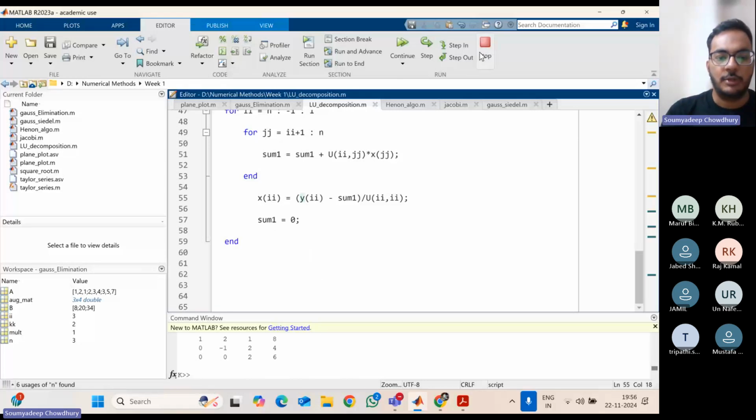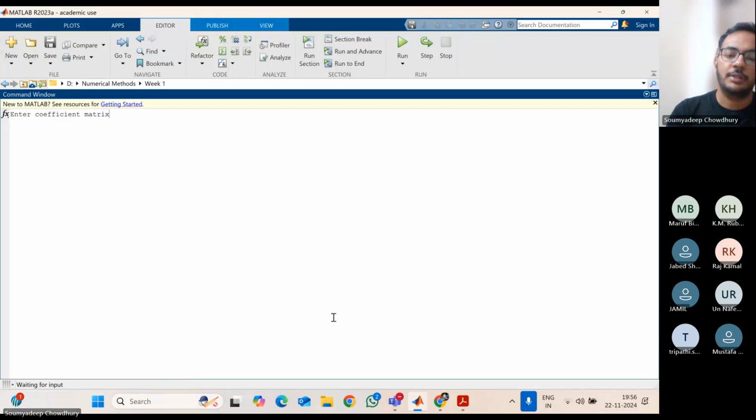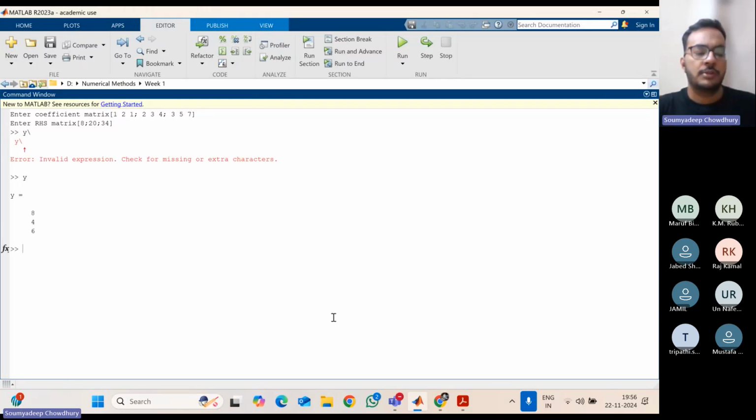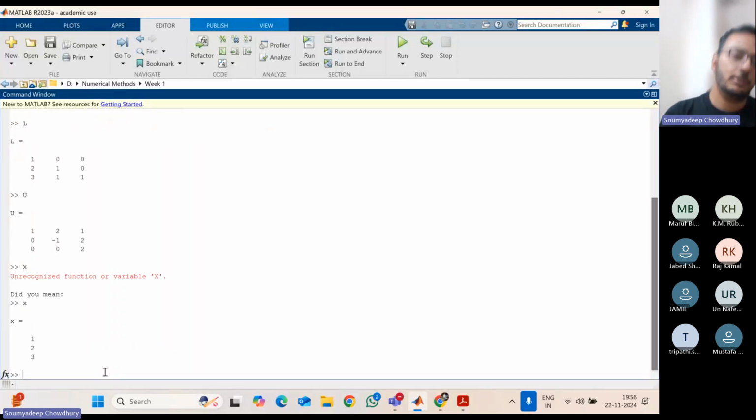I will show you how to run it and what comes out. The coefficient matrix is 4 3 5 7 and the RHS is 8. You want the y values first. You can see the y values are 8, 4 and 6. You want to see your lower triangular matrix, it is this one which we found in our equation also. The U matrix is this one, 1 2 1, 0 minus 1 2, 0 0 2, and finally your solution, if you want to find out, is 1 2 3.